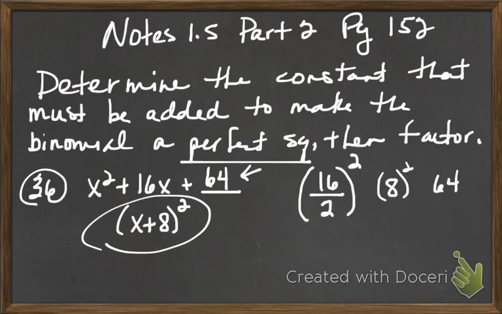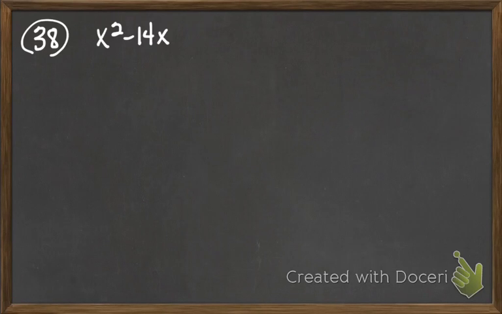All right, let's practice another one. Number 38, x squared minus 14x. So they're going to give you a binomial in this set of directions. And again, they're going to say, find a constant term that you can add to your binomial that's going to make it a perfect square.